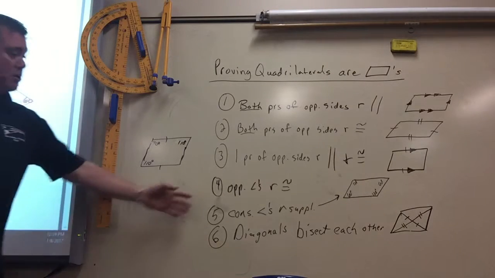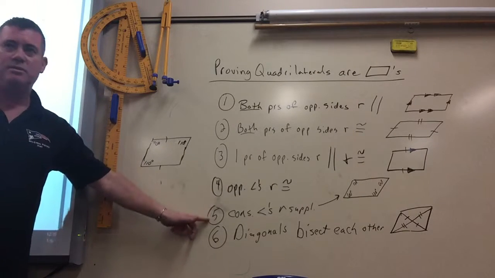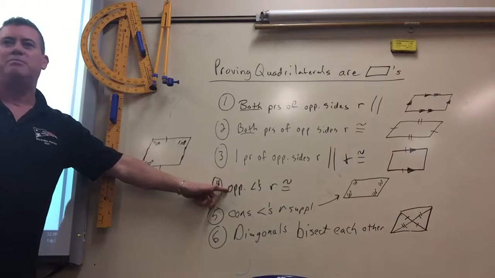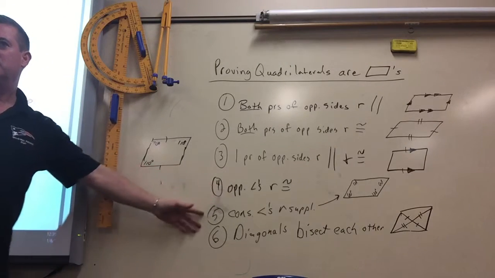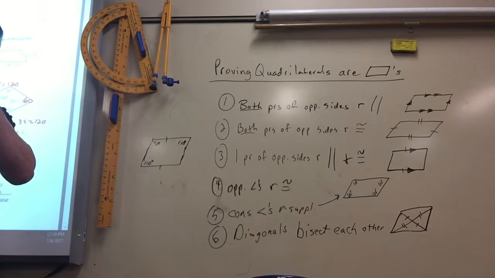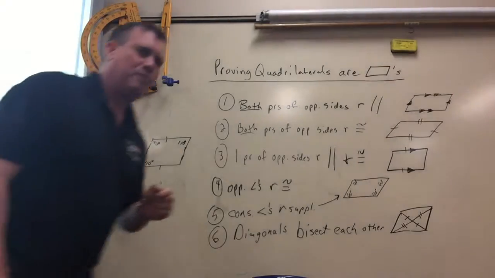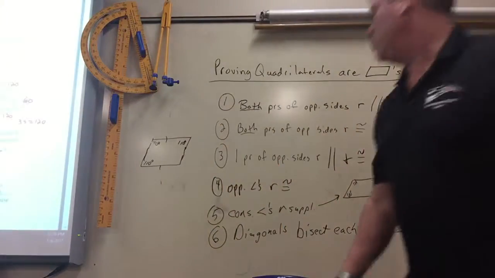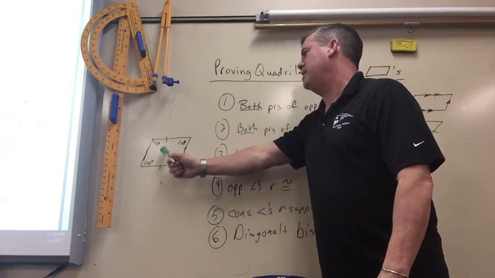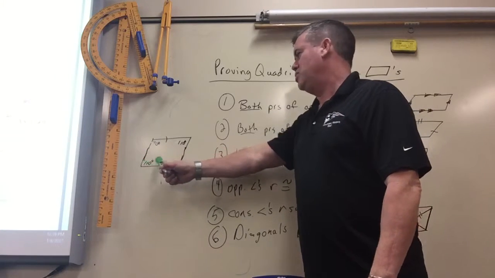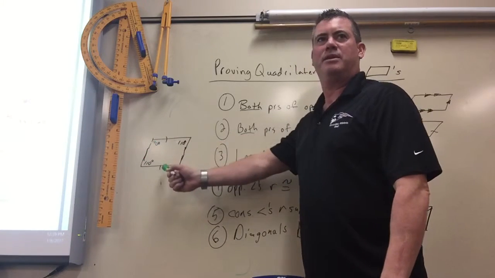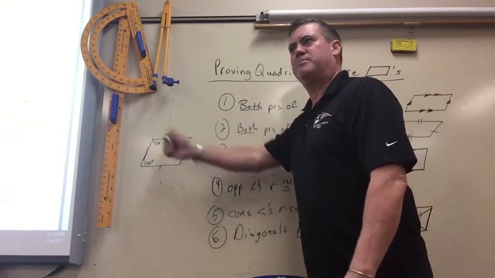70 and 110, that's not enough because we don't know what these are. These are supplementary, but we don't know what this is and we don't know what that is. So that'd be no. But if they added one more angle, then it would be yes. And you could actually put either one of these opposite. That's the shortest one, so I'd probably put that one. So yeah, you would just say on this picture, opposite angles are congruent. Because you'd know this would be 70 even though it's not written in there, because they got to add up to 360.